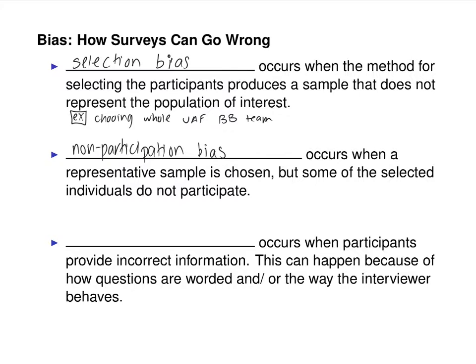This occurs when a representative sample is chosen, but some of the selected people do not participate. Can you imagine that this happens all the time? Who actually says yes to people who call and ask for phone survey stuff? So I did a few times. I'm like, oh my gosh, they need a representative sample. I should actually answer, be a good citizen.